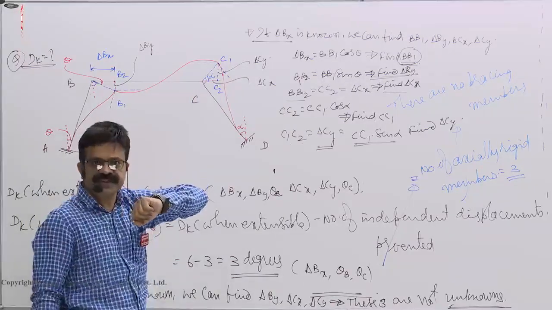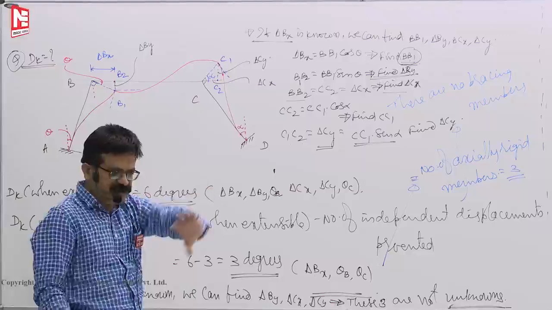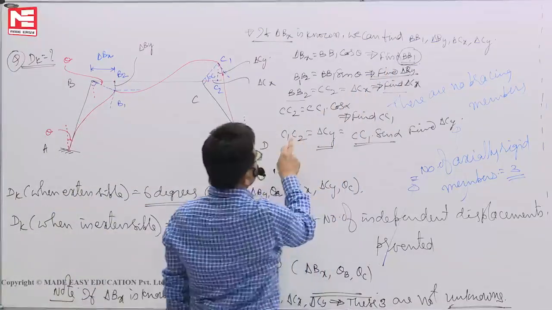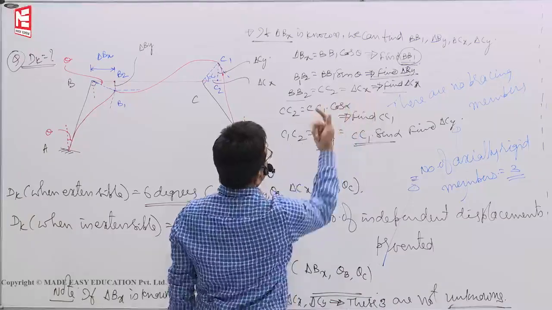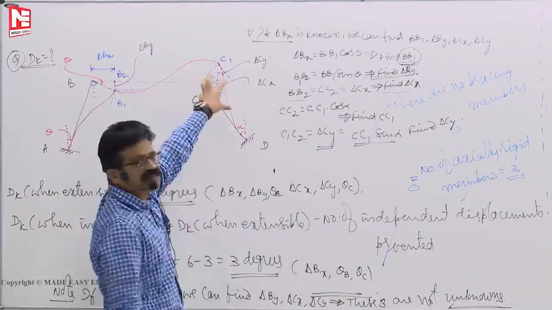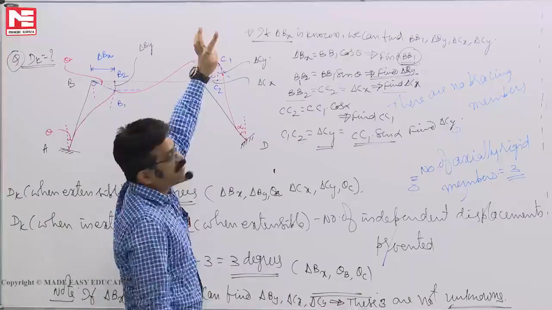A 2 marks question they can ask you. Only to find the relationship. BB1 if I know, how to find CC1? We can find from the symmetry, two triangles we have to draw. Quickly we can find CC1.